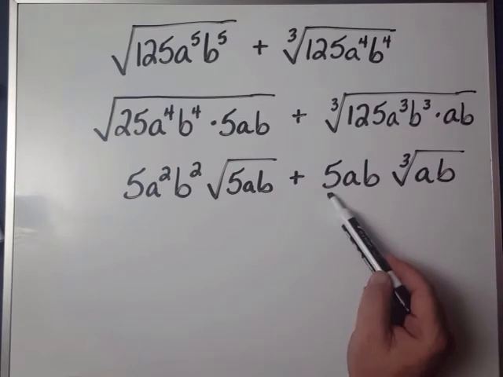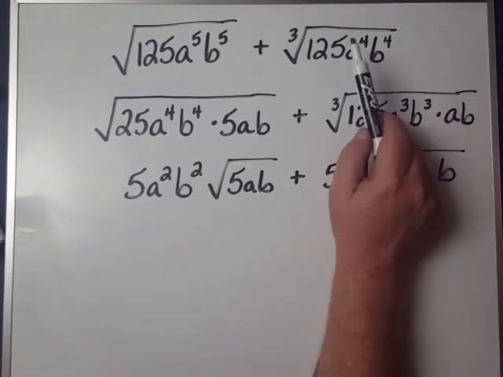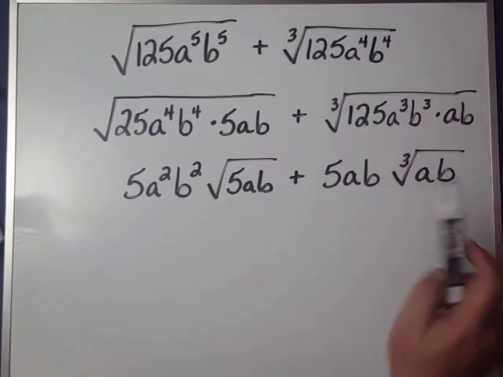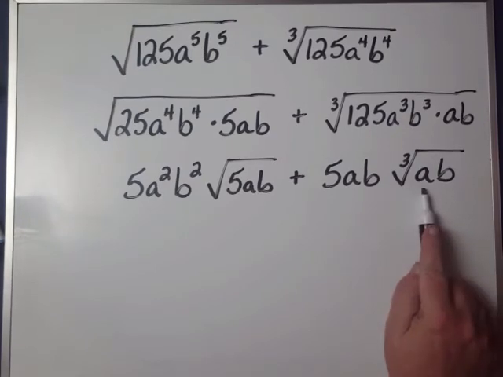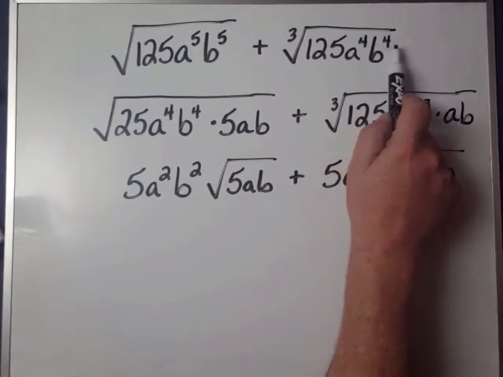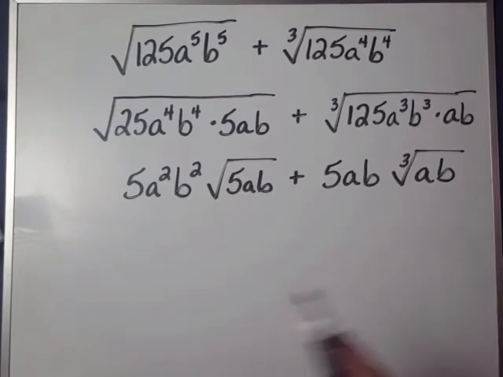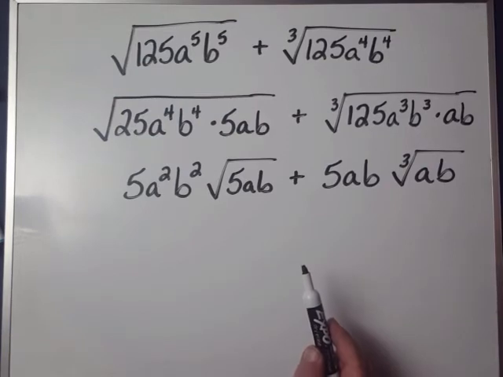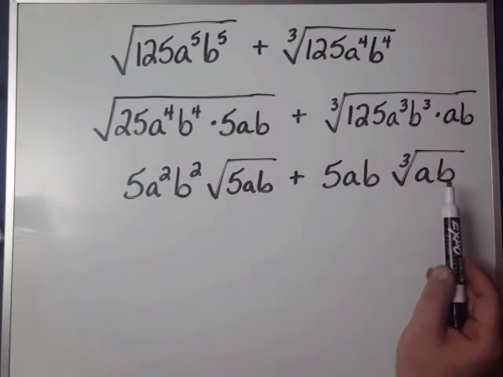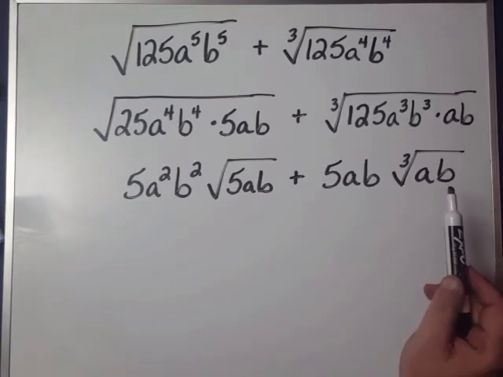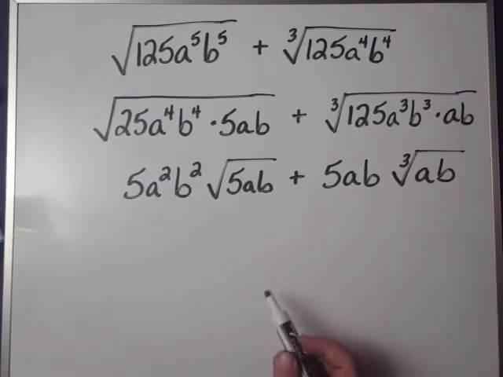We could have done the same thing here. Square root of 125 is 5. For my a's, 4 divided by 3 is 1, remainder 1. And for my b's, 4 divided by 3, again, 1, remainder 1. So don't forget, you do have that technique at your disposal. I will typically show the problem done this way, but I will often remind you of that long division with remainder technique that we can use.